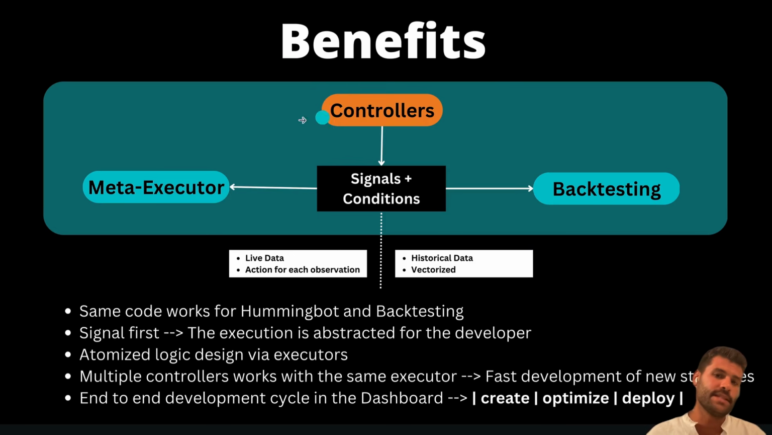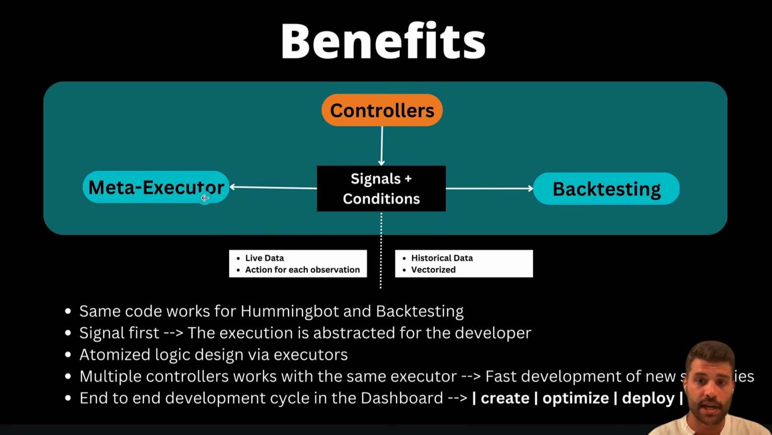And this graph is really interesting because it explains the power of the controller, because the controller will generate, as I mentioned, the signals and the conditions. And once you have the signals and the conditions generated from the controller, then we have the meta executor that is on the Hummingbot side that is going to use the live data and create an action for each observation based on the signals and the conditions.